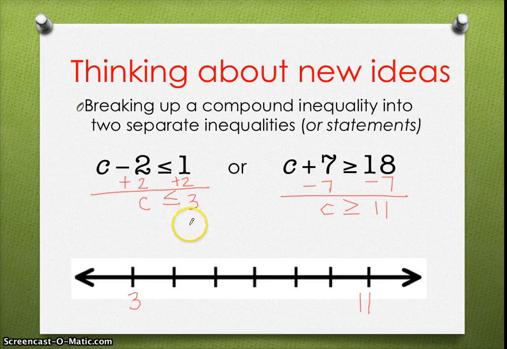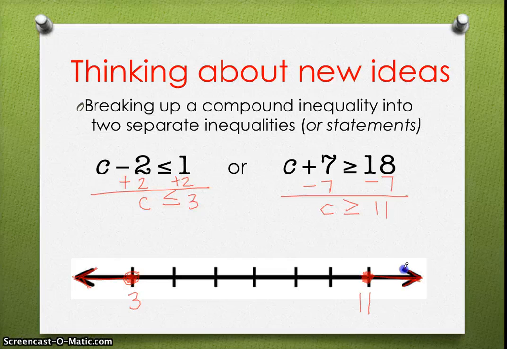We have c is less than or equal to 3. We know it's a closed circle because of that equal to expression. It's less than 3, so we need to shade everything to the left. Now we have c is also greater than or equal to 11, so we have a closed circle once again. But since c is greater than 11, we want to shade all the values to the right.